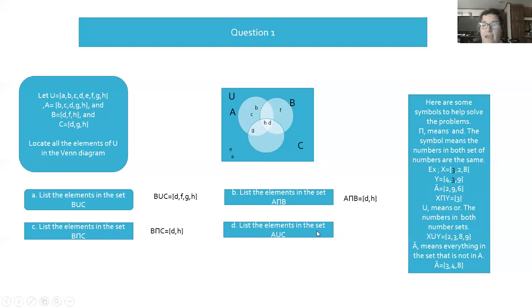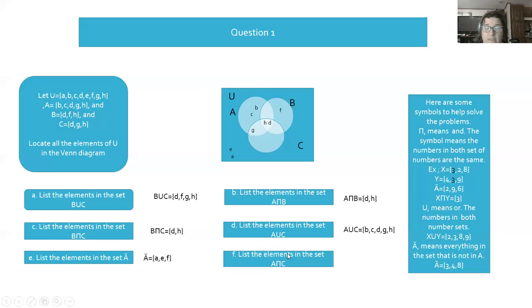Okay, D is A union C. So therefore we have B, C, D, G, and H. Okay, list the elements in the set A with the line, which means not in set A. The ones that are not in set A are A, E, and F. Okay. List the elements that are A and C. Means these are going to intersect. See, right here, A and C. We have D, G, and H.